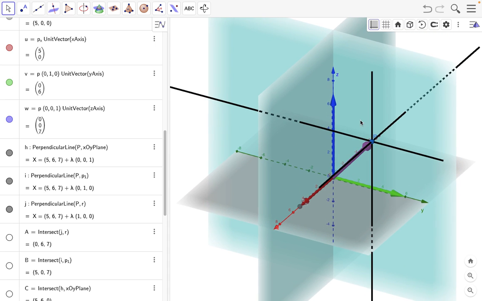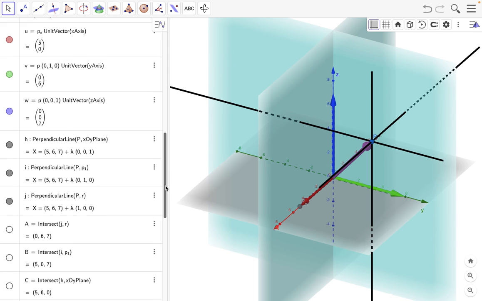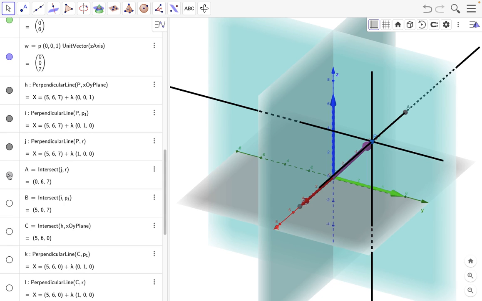Now they are intersecting, so we can determine the point of intersection of the line and the plane. Individually we can determine them. So let us see that. You see, this is the point of intersection of the line and the plane. Next, this is the point of intersection of the line and the plane, and this is another point of intersection of the line and the plane.